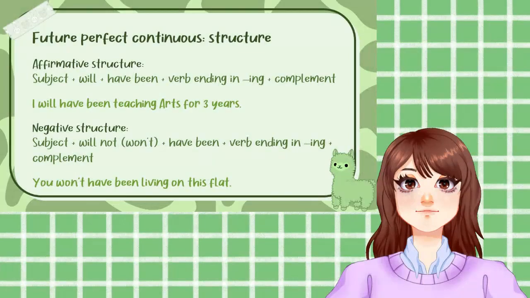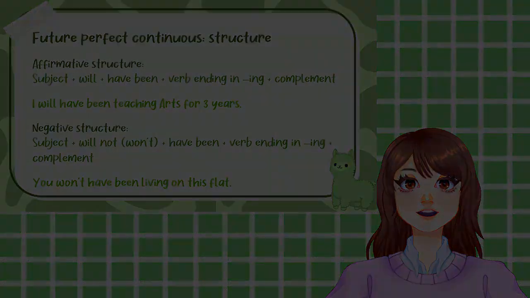The future perfect continuous structure. The affirmative structure is subject plus will plus have been plus verb ending in -ing plus complement. For example, I will have been teaching arts for 3 years. The negative structure is subject plus will not, won't, plus have been plus verb ending in -ing plus complement. For example, you won't have been living in this flat.